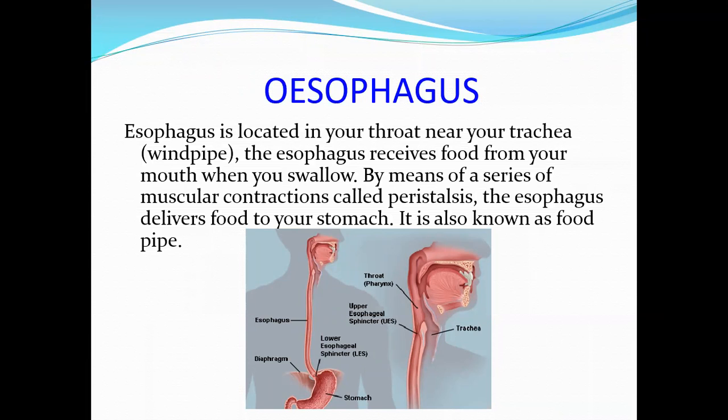The esophagus receives food from your mouth when you swallow by means of a series of muscular contractions called peristalsis. The esophagus delivers food to your stomach. It's also known as the food pipe.